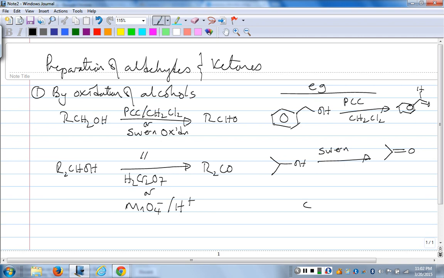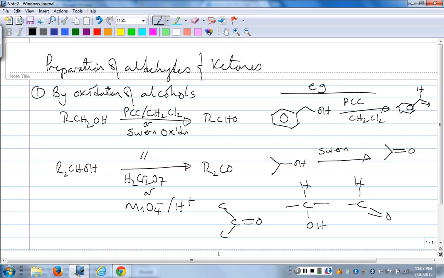I'll remind you that for a compound in the oxygen series to be oxidizable, it must have one of these two substructures: either an aldehydic H, an H attached to a carbonyl carbon, or a carbinol H, an H attached to the alpha carbon of an alcohol. And of course ketones, which have a carbonyl and two carbons, have neither one of these substructures, and so they're not oxidizable.